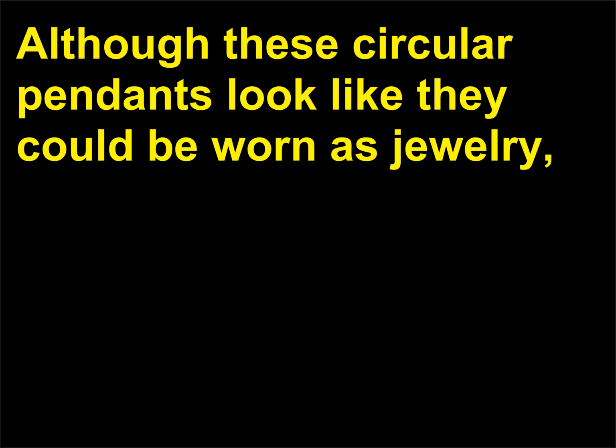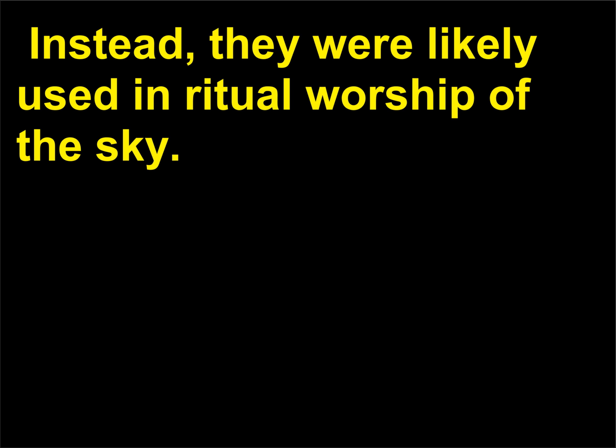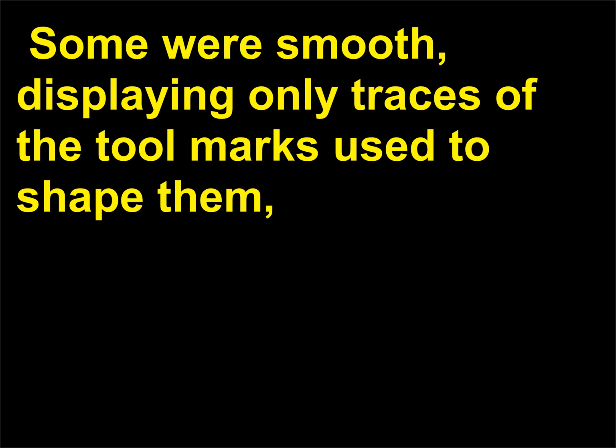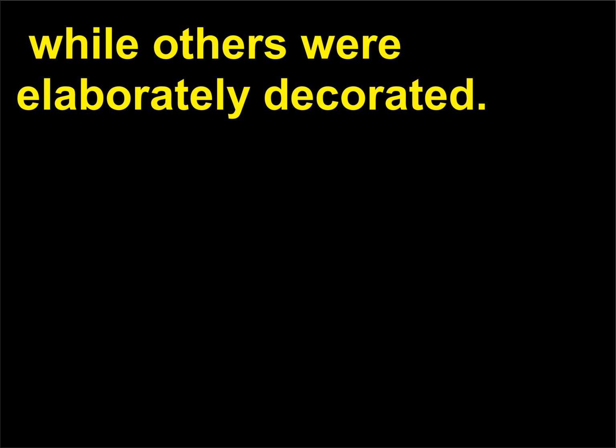Although these circular pendants look like they could be worn as jewelry, they are much too bulky and heavy for such a purpose. Instead, they were likely used in ritual worship of the sky. Bi, pronounced B, discs were made of nephrite, a greenish stone similar to jade. Some were smooth, displaying only traces of the tool marks used to shape them, while others were elaborately decorated.